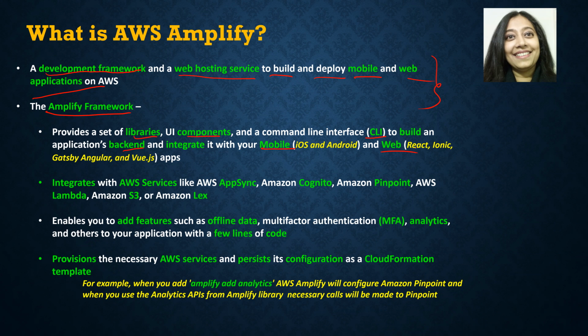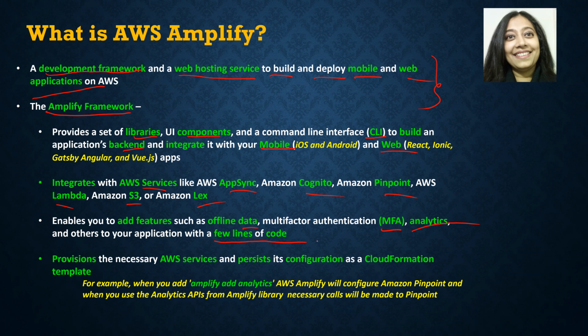This framework also integrates with several AWS services like AppSync, Cognito, Pinpoint, Lambda, S3, Lex, to name a few. It also enables you to add features to your application, like offline data, MFA, analytics, and others. And all of these features can be added to your application with a few lines of code. So it's just a minimal coding to get it added.